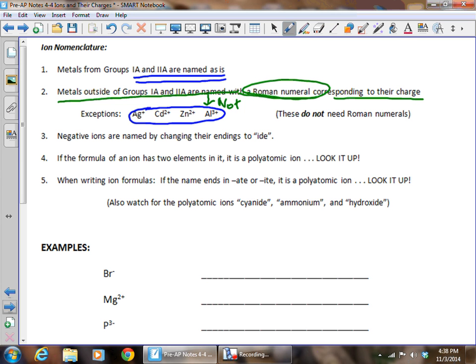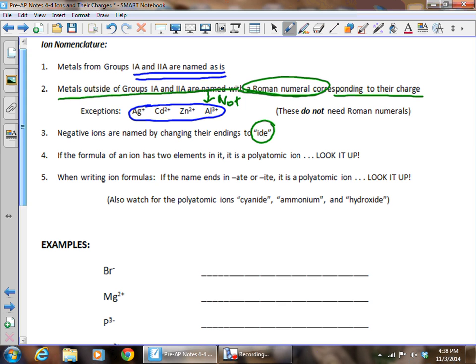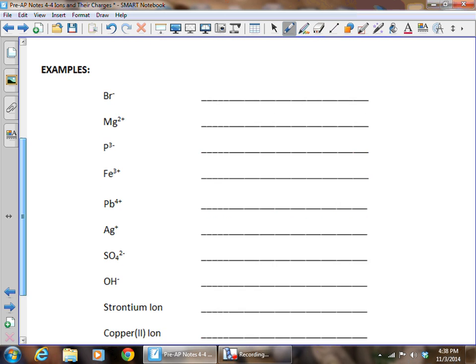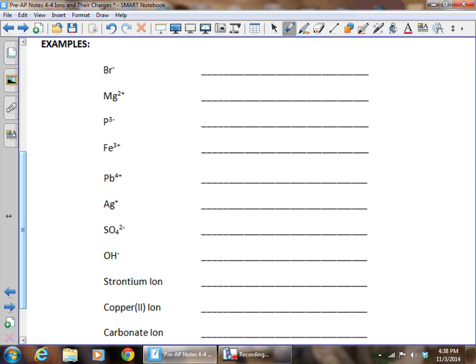Negative ions, all we have to do to a negative ion is change its ending to an IDE. We'll talk about the polyatomic ions in just a moment, but let's name those and write formulas for those elements really quick that are single atomed elements. Br minus, for instance. Since it's negative, looking back up at your rule, all you have to do is change the ending to IDE. So bromine becomes bromide. Always remember to put the word ion after it.